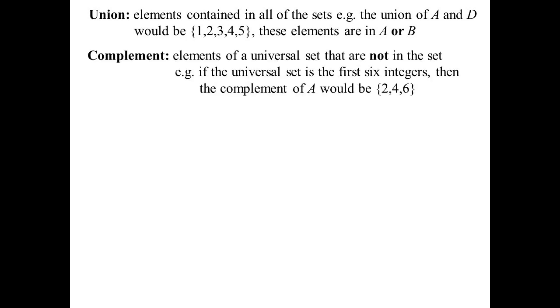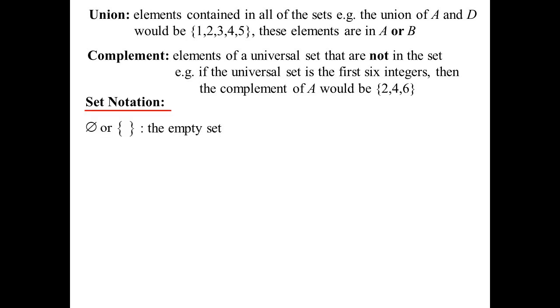Union is then the combination of all the elements in both sets. So the union of A and D would be 1, 2, 3, 4, 5. That contains all of the elements. Complement, same as we saw with probability yesterday. Complement then is the ones that are not in the set. If my universal set was just the first 6 integers, then the complement of A would be 2, 4, 6, because A was 1, 3, 5, so its complement would be the other 3, 2, 4, 6.